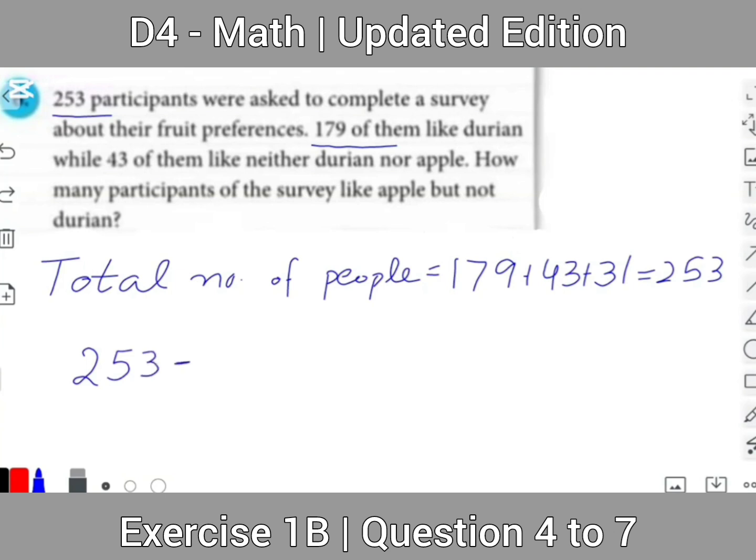We have subtracted the number of people who like durian and the number of people who like apples only from the total number of participants. Then we get the number of people who like neither durian nor apple, and that is equal to 43. However, we complete the Venn diagram for the purpose of illustration. So our solution ends here.